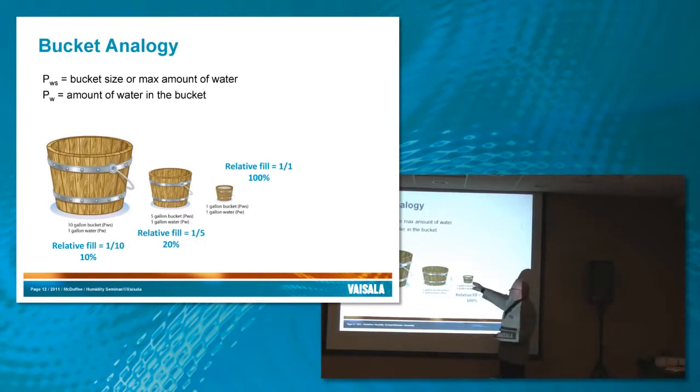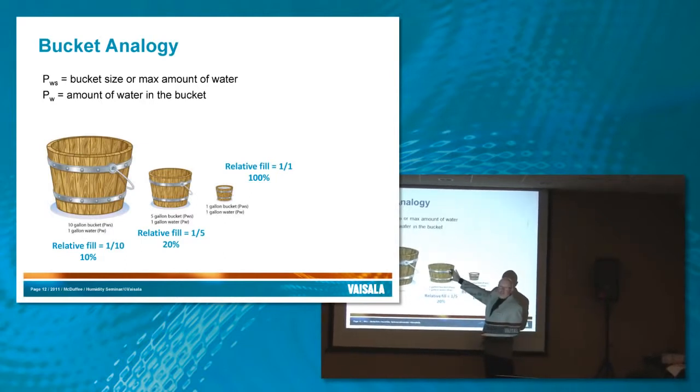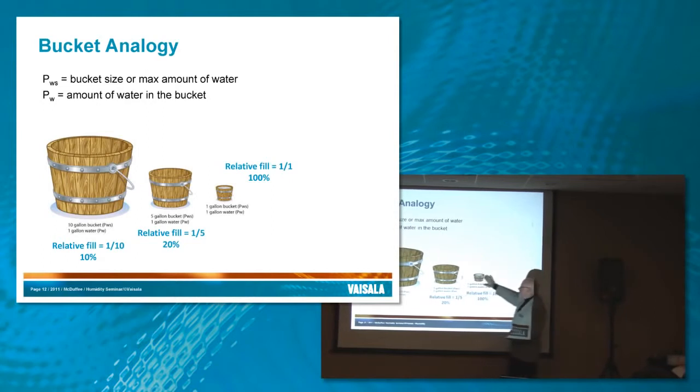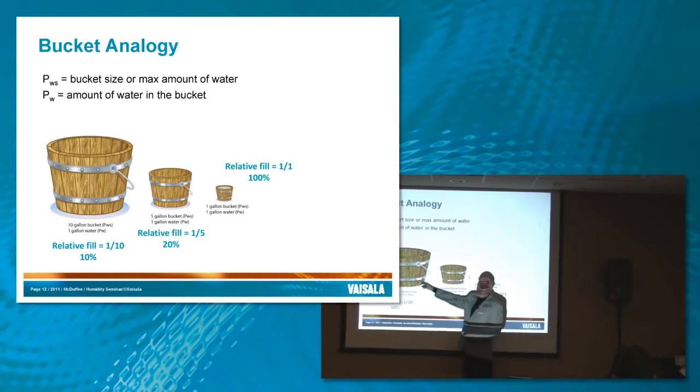Then you move over and you have the same amount of water, which would be similar to saying it's the same PW, or the same water vapor. Now you increase the bucket size to 5 gallons, and now you're at 20% fill. So this would be like if you took a certain temperature, and then you raise the temperature, you increase the bucket size. So by raising the temperature, you go from 100% to 20%. And if you raise the temperature more or increase the bucket size more, now you're at 10%.